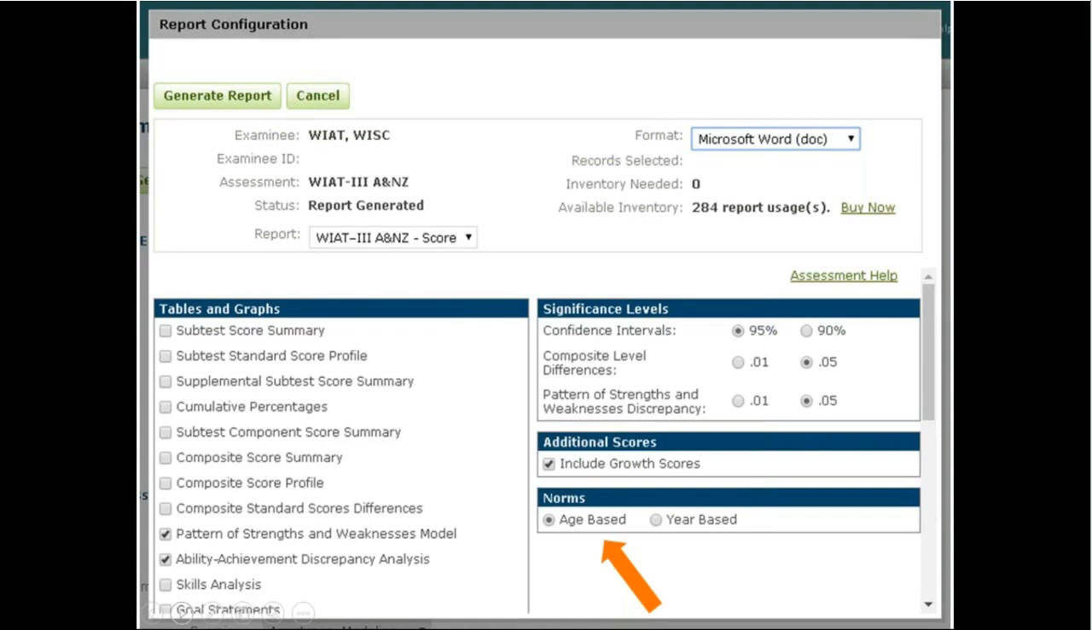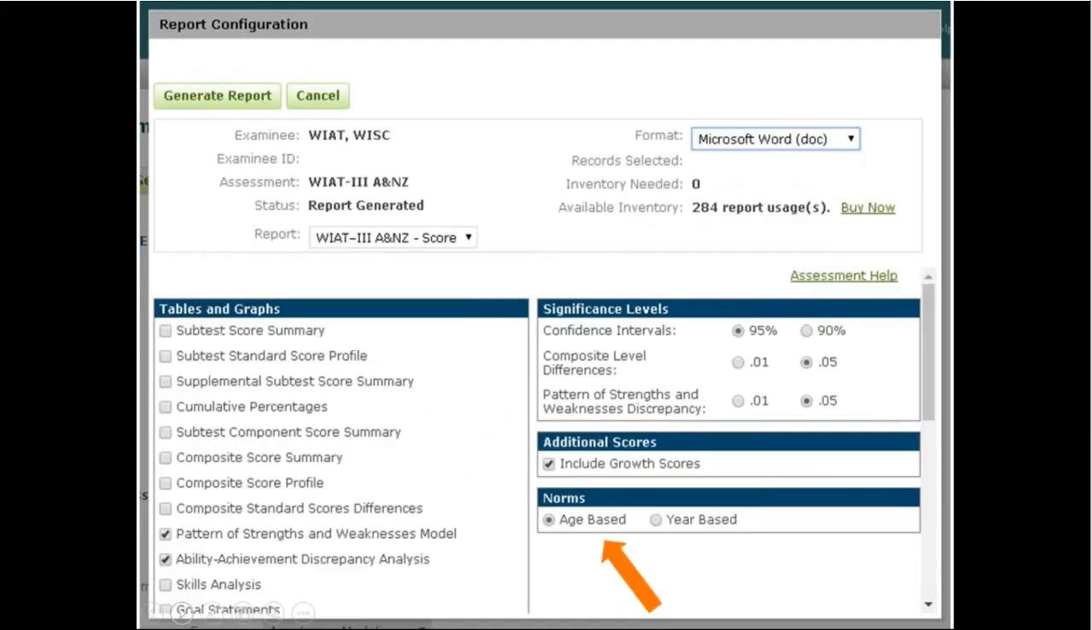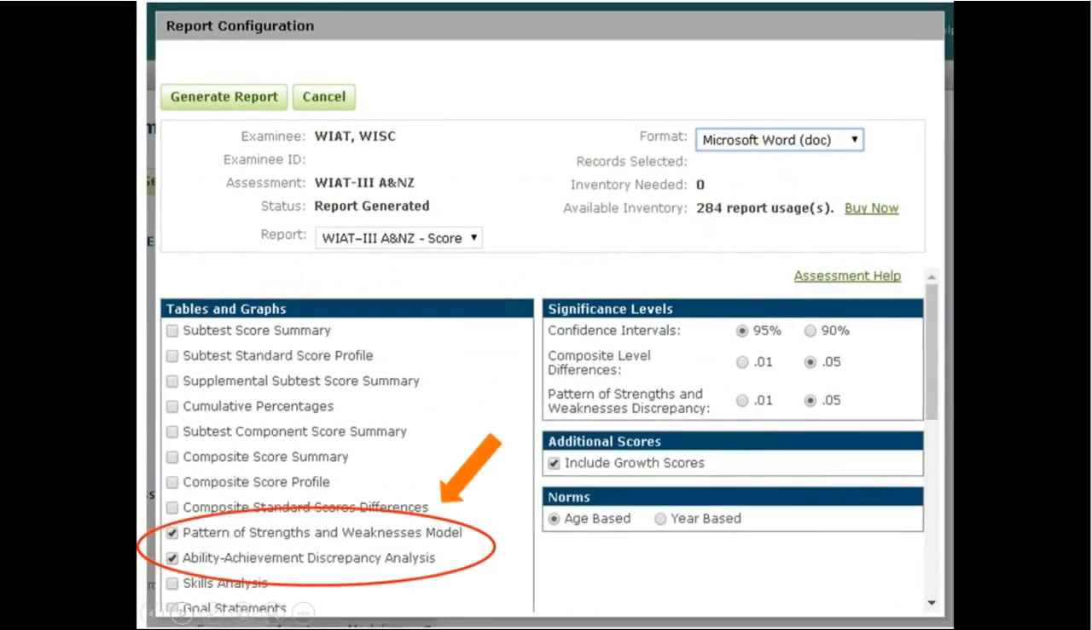If the child's in grade 1, they're in grade 1. It doesn't matter if they're age 6, 7 or 8. But because we're doing a comparison to the WISC-V, which does not have year-based norms, you must select age-based for this comparison. And once you do that, it will allow you to, my apologies, I went the wrong way, select these two options. You can see we've got our patterns of strengths and weaknesses model, and you can also do the ability achievement discrepancy analysis if you still wish.